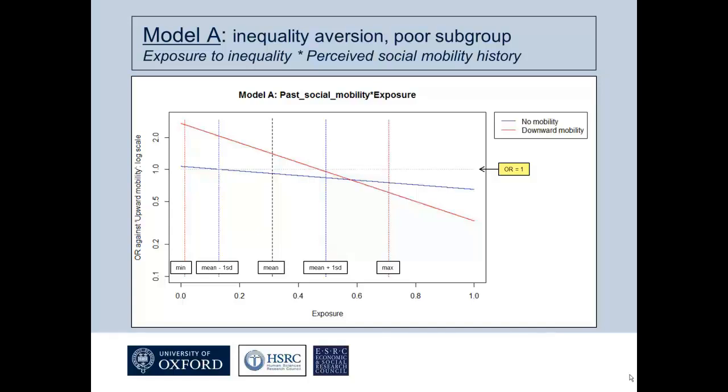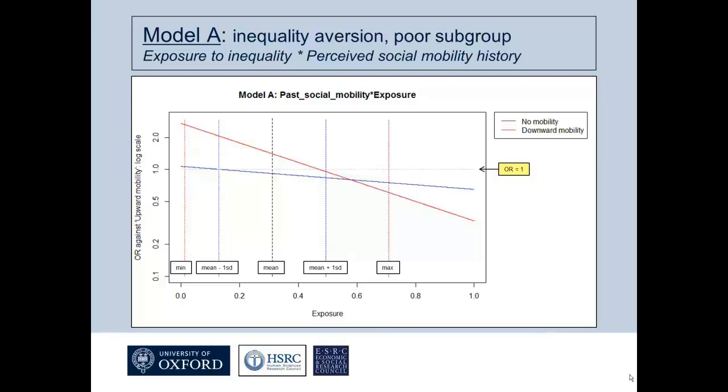The negative slope of the red line on the chart indicates that, as exposure of poor increases, people who regard themselves as being downwardly mobile become progressively less averse to income inequality compared to people who regard themselves as having been upwardly mobile.